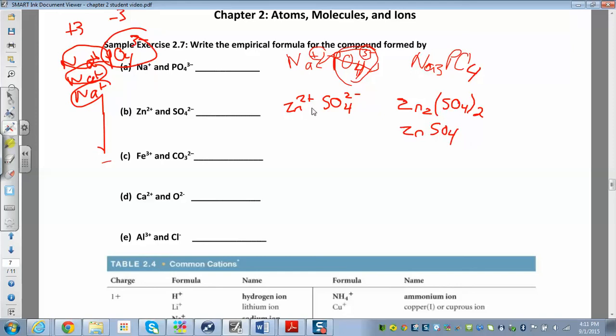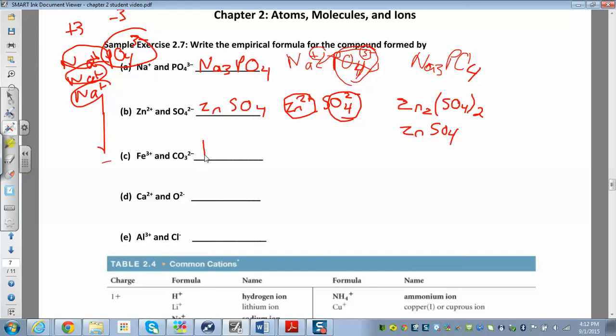You might look at that and just say, oh, I have a +2 charge and I have a -2 charge, so I know that that's going to cancel, so I just get zinc sulfate. That's my final answer there. This one was Na3PO4.